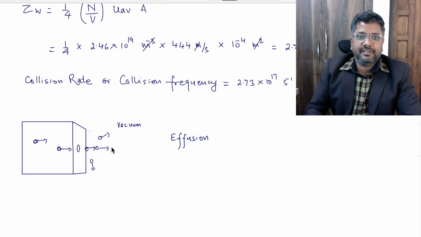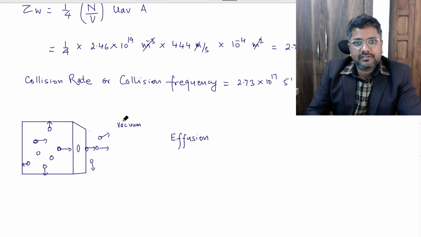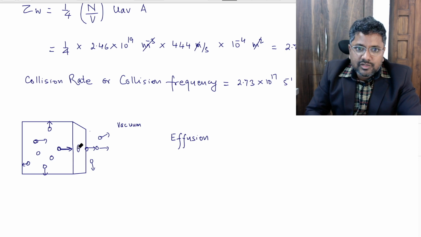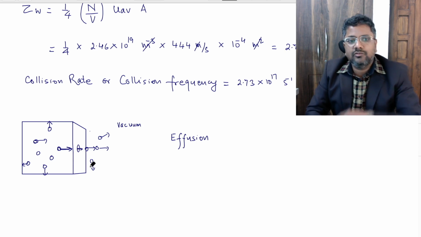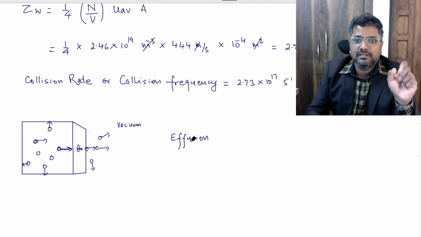Now see, this is a container. We can say it is a transparent container. Molecules are colliding uniformly with different walls, and here this is vacuum, and see this molecule which is coming to collide with the wall, but here due to the hole molecules are coming out. So release of gas molecules through a small pinhole, that is known as effusion.